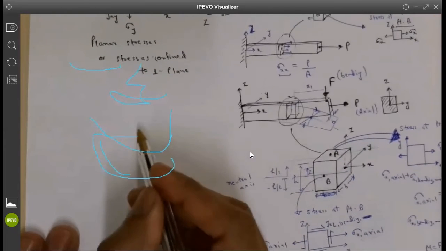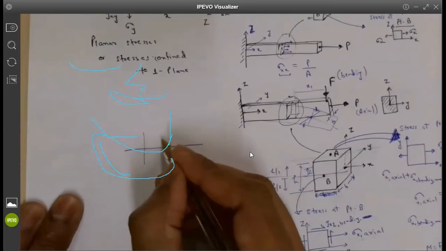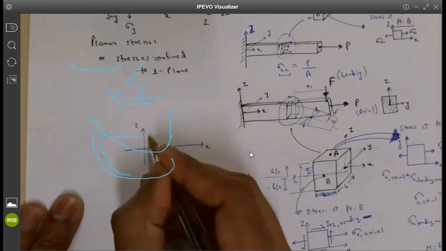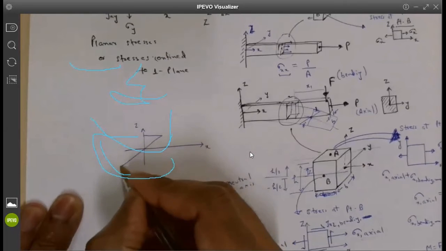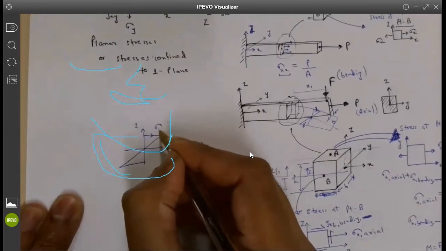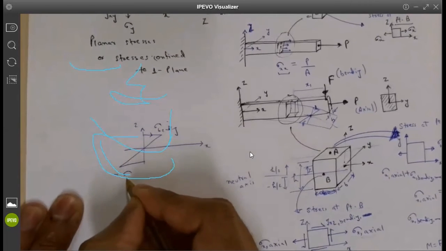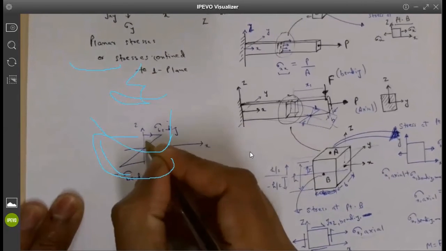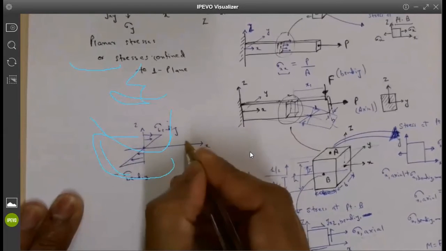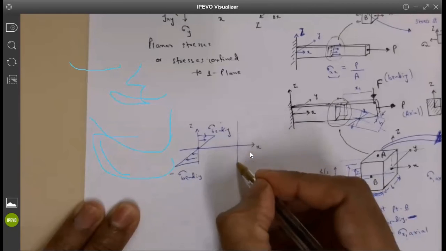So if I remind you of the representation of the stresses, this is X, this is Z. The bending stresses vary like this. It is positive, this is negative, and this is 0. This is the neutral axis. And the shear stresses will vary like this.